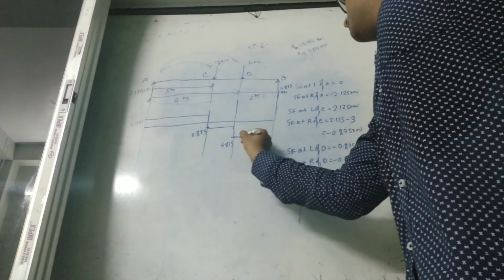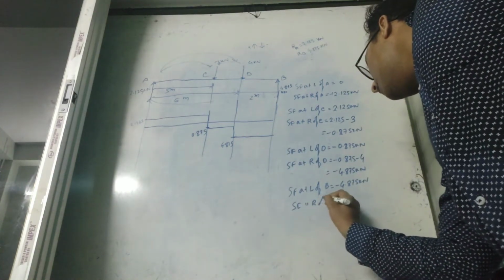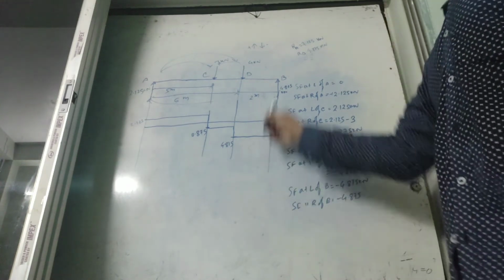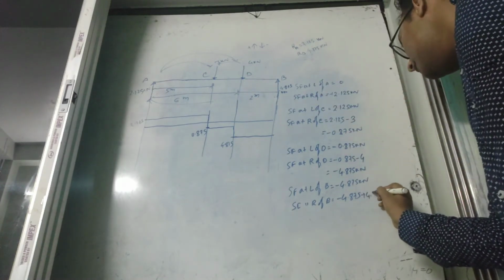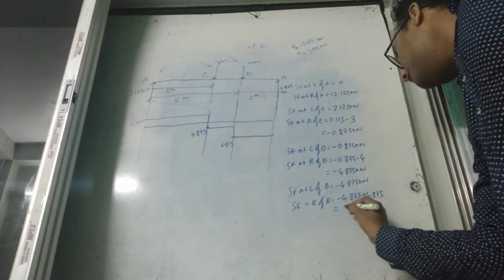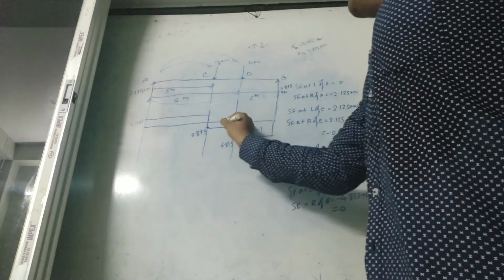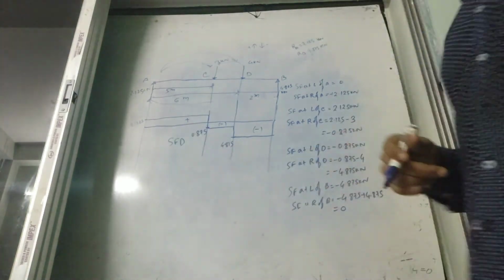Shear force at right of B equals to minus 4.875, and the downward to upward it is also 4.875, so this is plus 4.875 minus 8 equals to 0. So it will come this is negative sign, this is negative sign, this is positive sign. It is our shear force diagram. Okay.